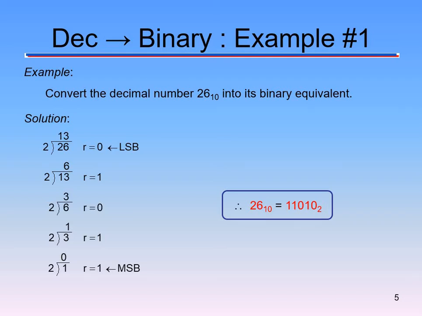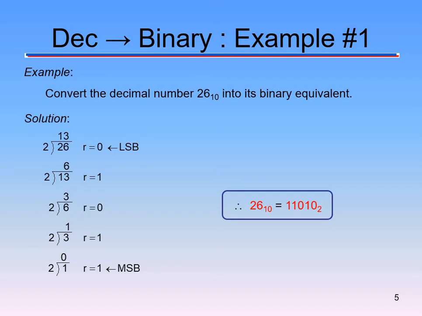So this is really how it works here. I'm going to reiterate this. We're going to take 26 divided by 2 and get 13. The remainder is 0 because it goes in evenly. If it doesn't go in evenly, we'll have a remainder of 1. If it goes in evenly, we'll have a remainder of 0. Just remember that rule.